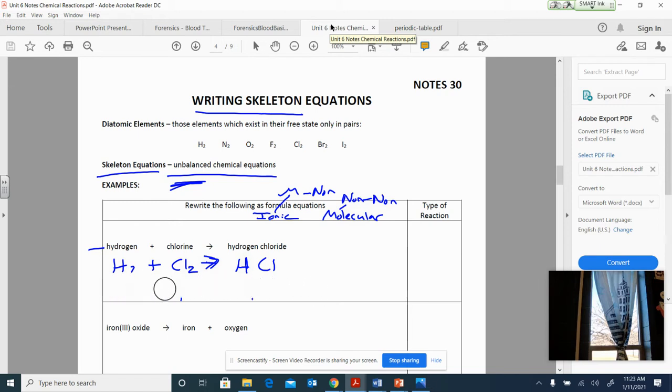Right now, we're writing skeleton equations, and we're not going to balance them. We're just going to write their names. So this is a skeleton equation. It's not balanced, but it is what is happening. H2 will meet Cl2, and they will make some number of HCl.